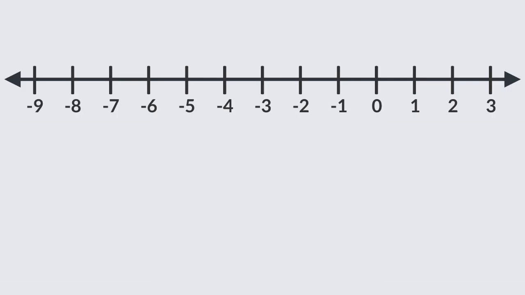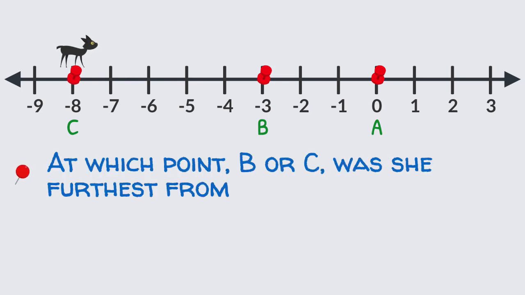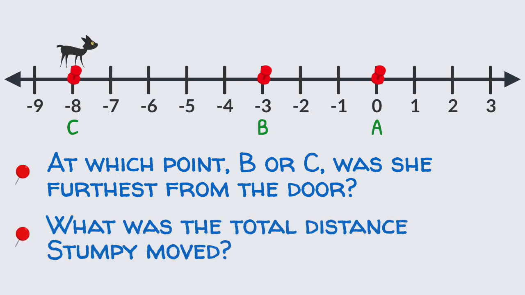Stumpy was sitting by the front door, marked as point A on the number line, when a loud noise scared her. She jumped under the table to point B, negative 3 units away. She then ran to point C. At which point, B or C, was she furthest from the door? What was the total distance Stumpy moved?